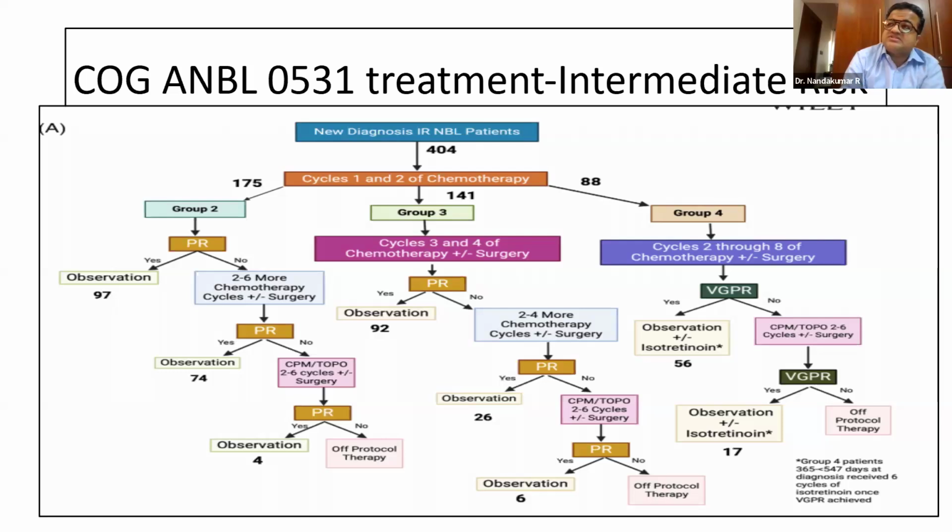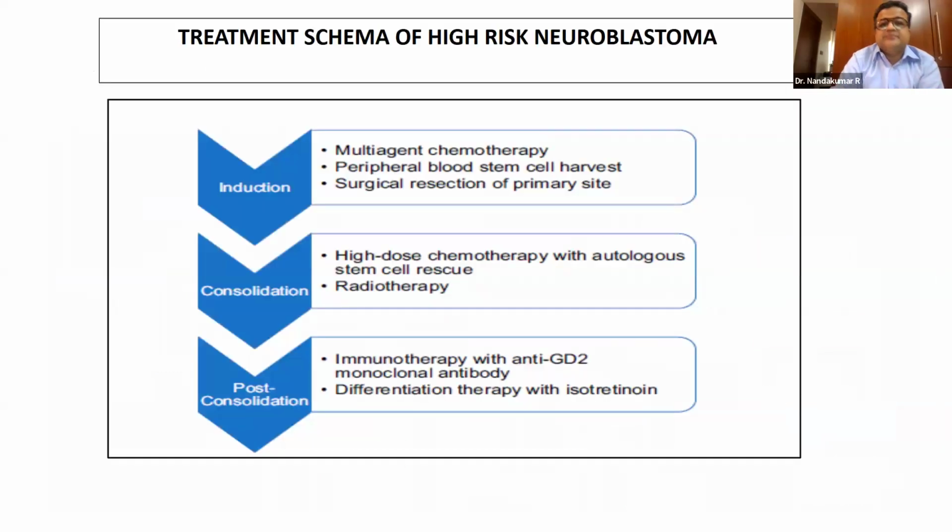So the major difference in treating intermediate risk is that the European group uses carboplatin etoposide, and only when there's no response do they add doxorubicin. However, the COG group uses doxorubicin in cycle 2 and cycle 4, which means for 2 cycles they use anthracycline. The other way to remember is that the American protocol is generally a little more aggressive when it comes to management, so they have a higher threshold to use anthracycline.